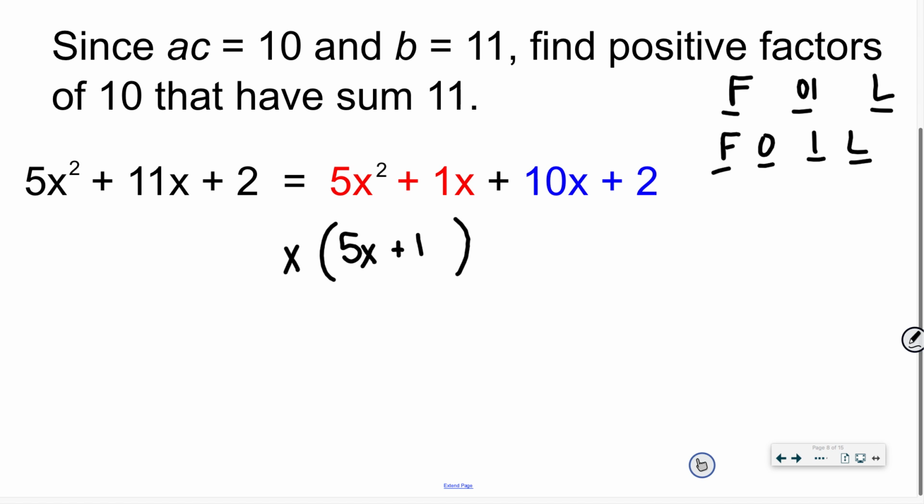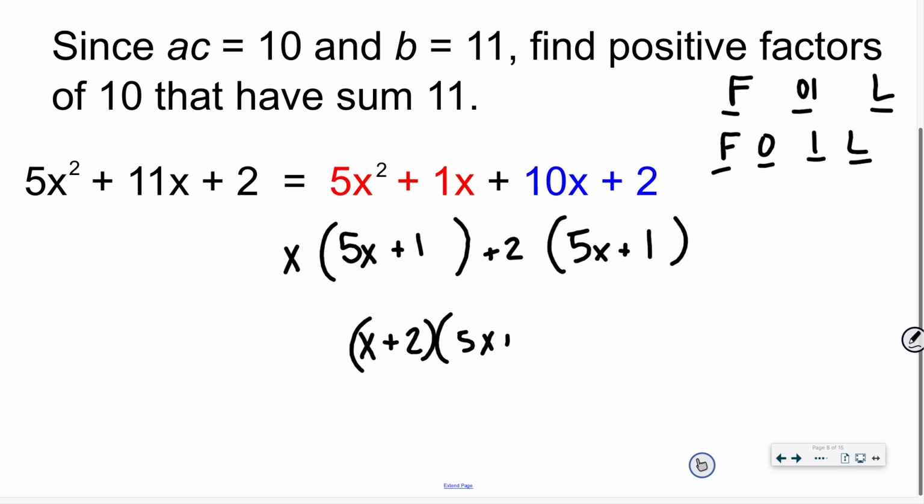Now, if inside this parentheses I have a 5x plus 1, what must be in this parentheses? It's got to be the same. So what must that greatest common factor be? Like 2. Think about what did I multiply by to get 10x plus 2? Multiply by 2. Which means my 2 binomials, x plus 2 is one of them, 5x plus 1 is the other.